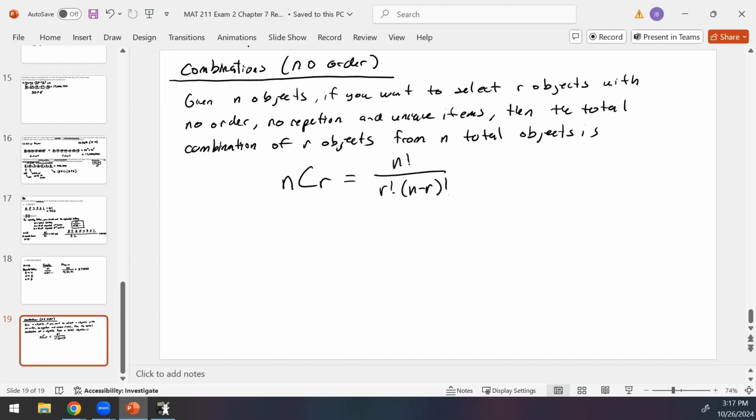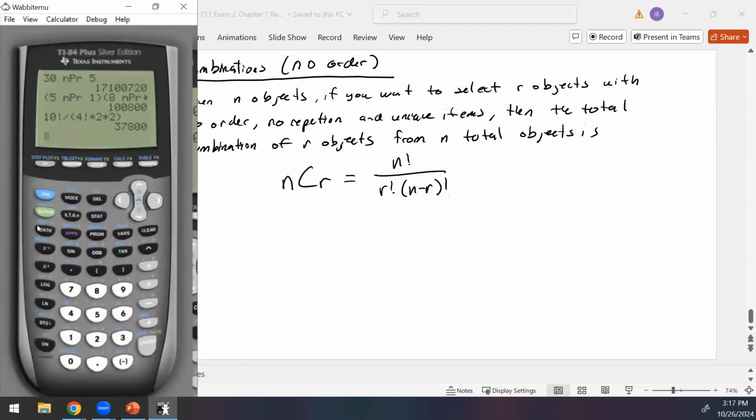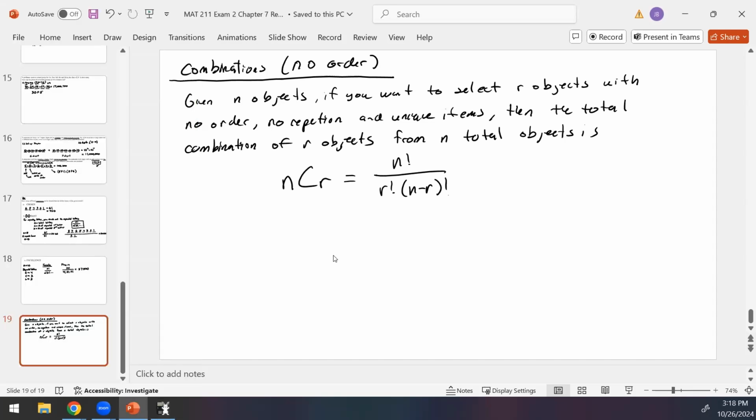It's very similar to the permutation formula. It just has that extra R factorial. And then on the calculator, it's just math, PRB, option number 3. That's all it is. This one actually has several notations. The other most common one is the binomial notation. That one's very popular. We're not really going to use it in this class, but if you look it up online, you'll see that.